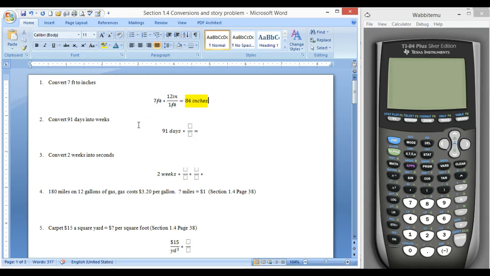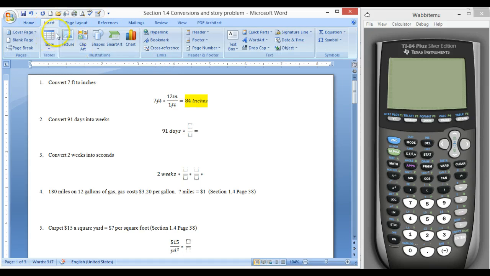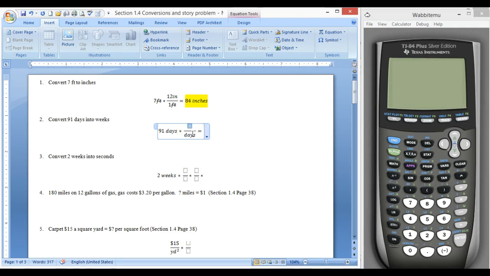Alright, let's move into the next one, converting 91 days into weeks. I've already set up the equation, but just as a reminder, just so that we can see it again, go over to Insert and Equation, press Equation, and it'll bring it up, and I've already typed in 91 days, and I need to times it by a fraction because I'm going to be converting this into weeks. So the first thing I think of is, what do I need to get rid of? Well, if I have days up here, then I need days on the bottom to cancel it out. And I'm replacing it with weeks.